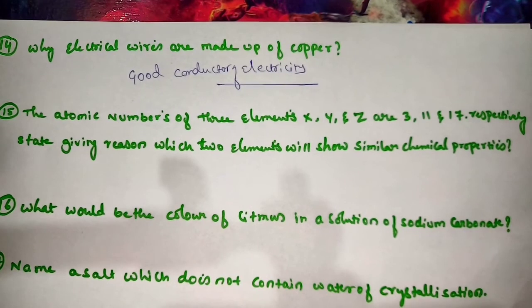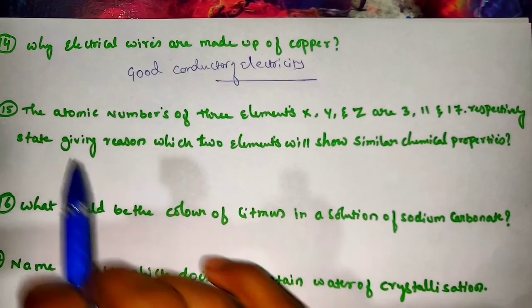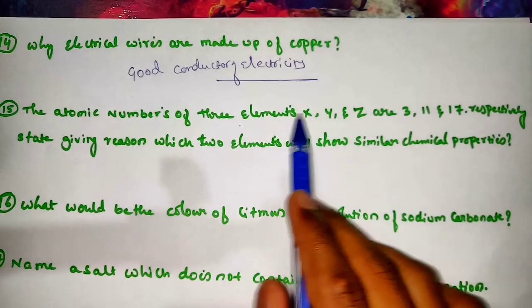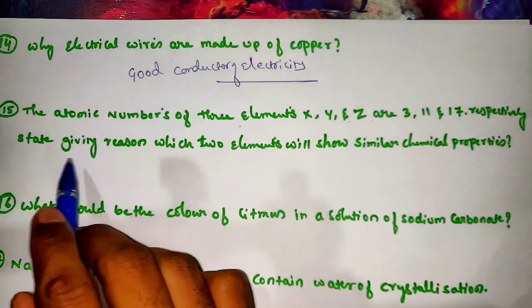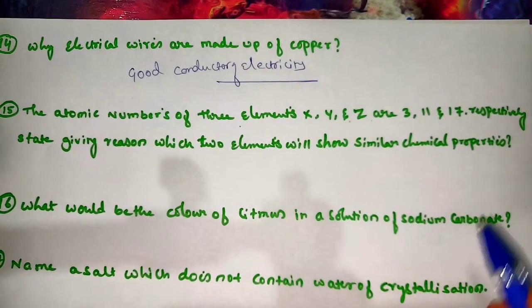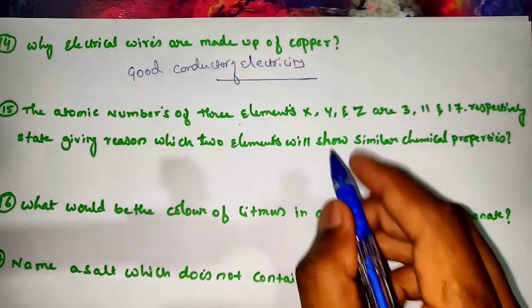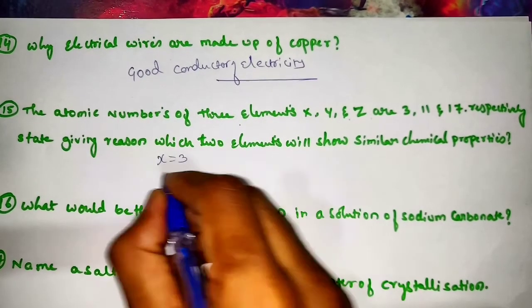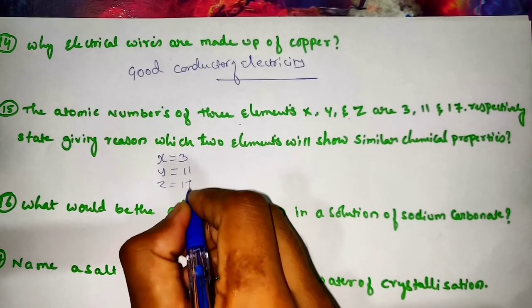The atomic numbers of three elements are given here, like the previous question. Just read what is there actually. The atomic number of three elements X, Y, Z are 3, 11, 17 respectively. State, giving reason, which two elements will show similar chemical properties. We have already solved this type of problem. That is X is equal to 3, Y is equal to 11 and Z is equal to 17.